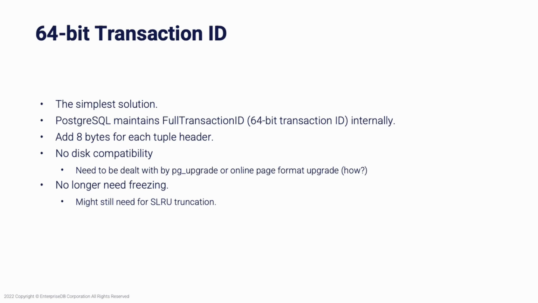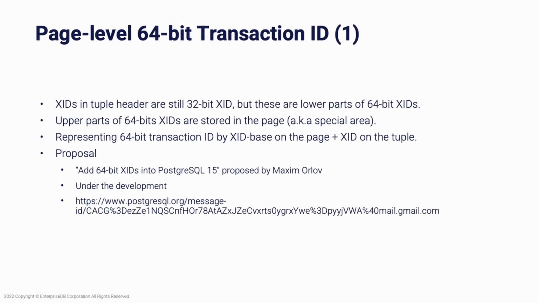So using a 64-bit transaction ID is the simple solution, but the community seems not to like it for these reasons. The first idea is to replace the 32-bit XID with a 64-bit XID on the tuple. But the next solution is representing the 64-bit transaction ID per page.